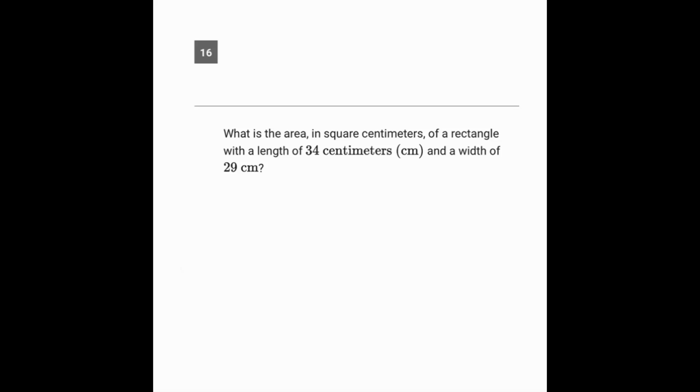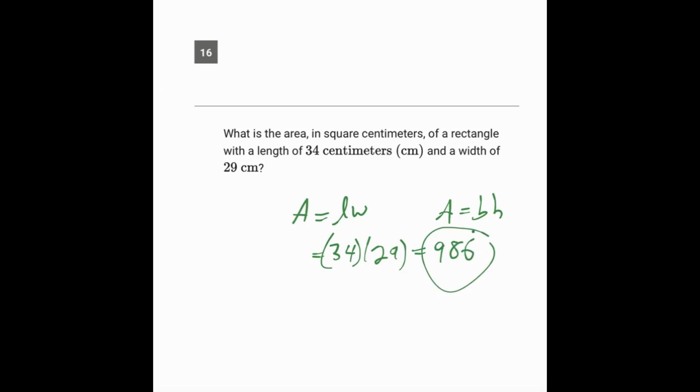Now going to question number 16. Here we're being asked for the area of a rectangle, which is length times width, or base times height. Same thing. Here, the length is 34 and the width is 29. So putting that into a calculator, we see that the area is 986 square centimeters. And that's our answer for number 16.